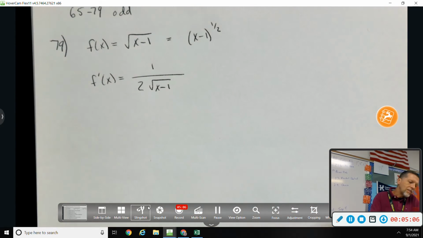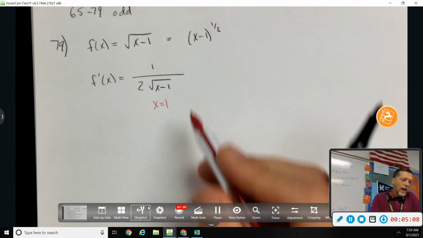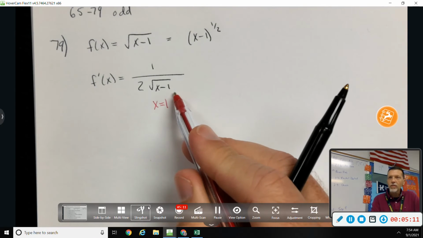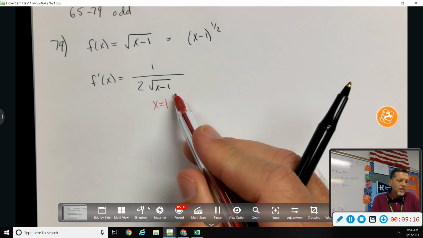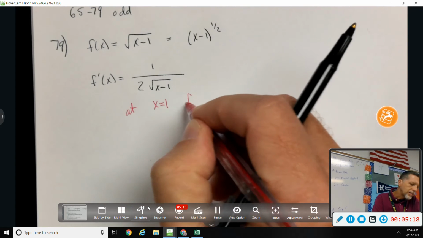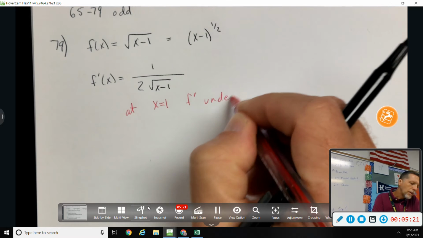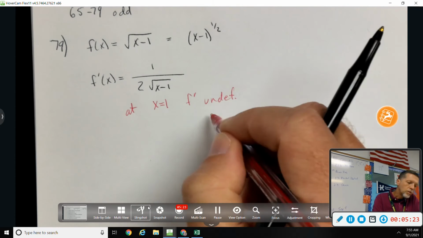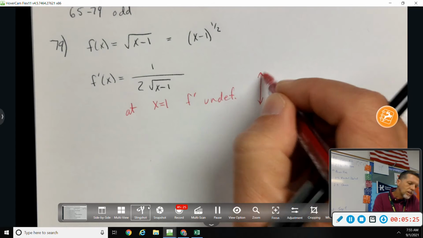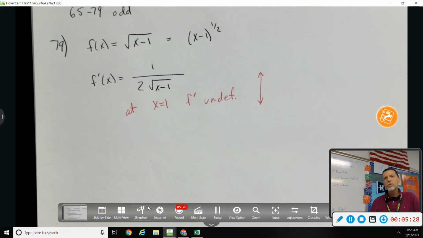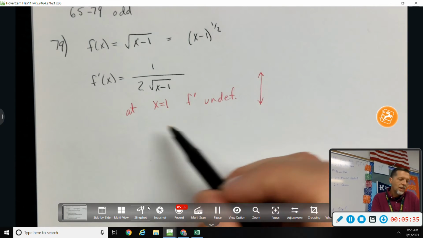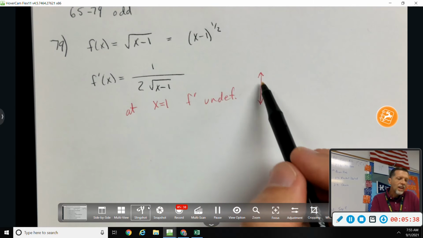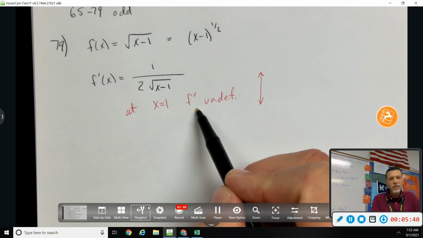All that to say is, if x equals 1, then it would make the bottom 0. And if the bottom is 0, then you're undefined at x equals 1. F prime is undefined, which means the slope is vertical, so there's no derivative there, even though there's a tangent line there. That's why that's a tricky one, because for the other two, there was just no tangent line. For 79, there's a tangent line, but its slope is undefined, so we say the derivative is undefined as well.